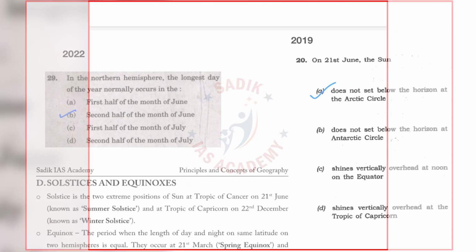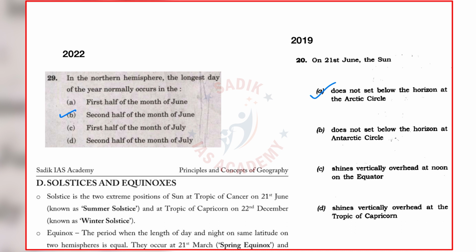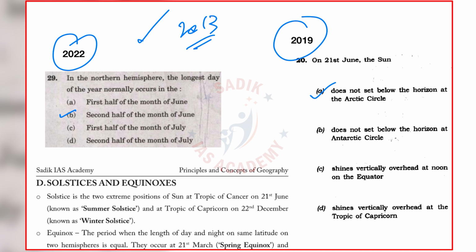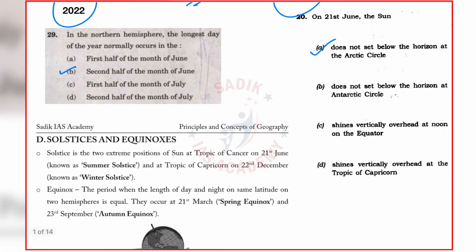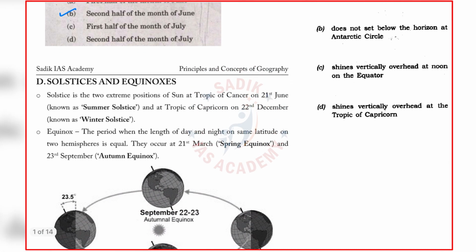After this is over, the book also covers some of the questions. Just to show you some of the fundamentals covered in the book, I have highlighted some previous year questions and where they exist in the book. Though I compiled this book in 2013, questions have been appearing since 2012, 2022, 2019, and subsequently questions have been asked from what I have given in this book. See, there is one question asked in 2022: in the northern hemisphere, the longest day of the year normally occurs in the second half of the month of June. A similar type of question was also asked on 21st June: the sun does not set below the horizon at the Arctic Circle. So I have given that here.